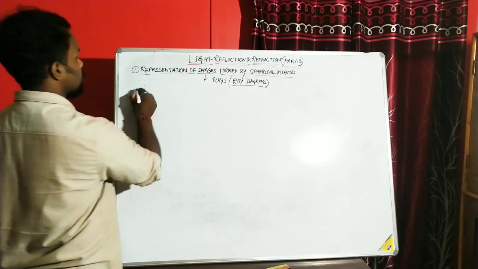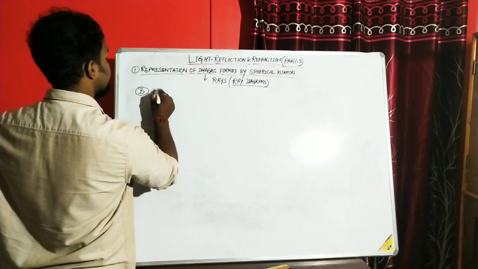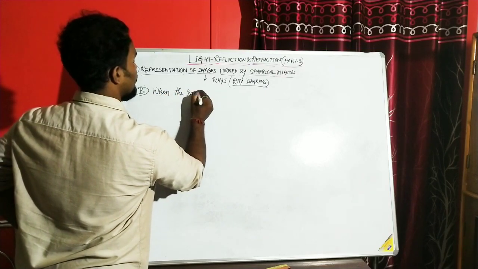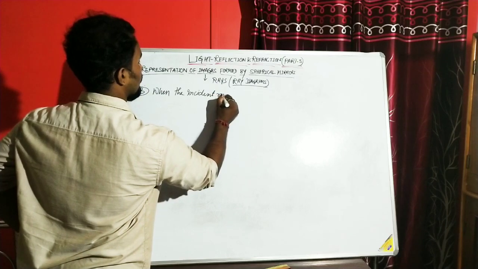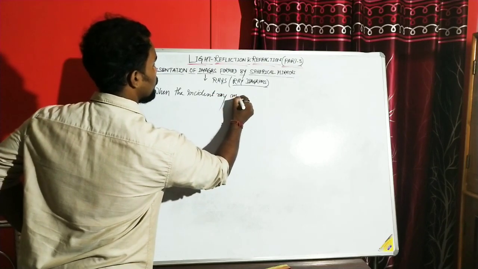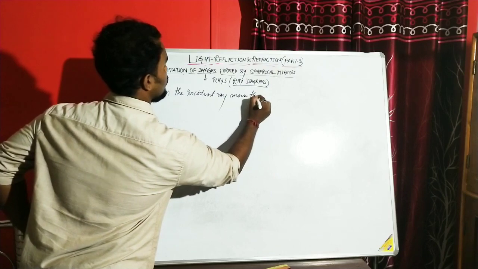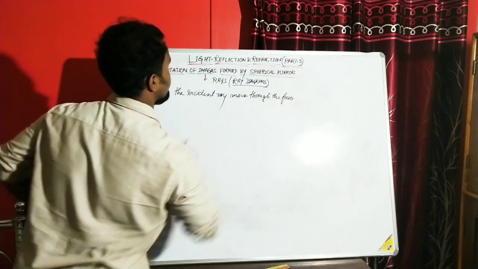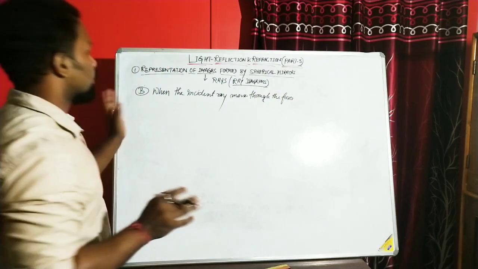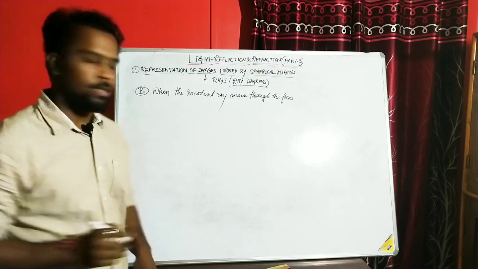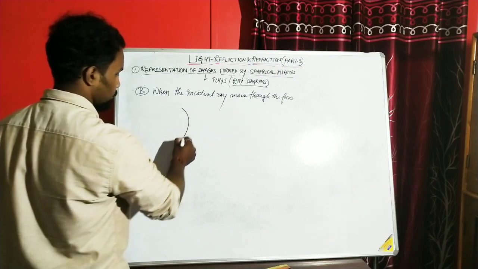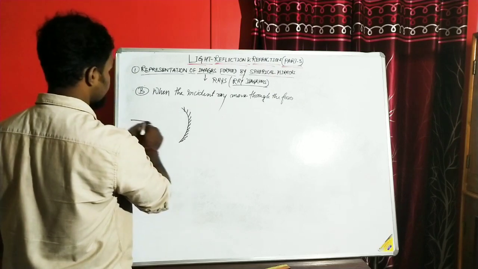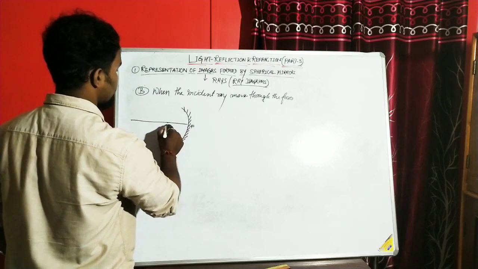Now our next topic is when the incident ray moves through the focus. Now we are going to observe what will happen when the incident ray moves through the focus. First, I will again draw a concave mirror. This is the pole, this is the focus, this is the center.